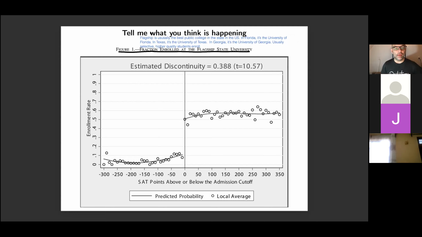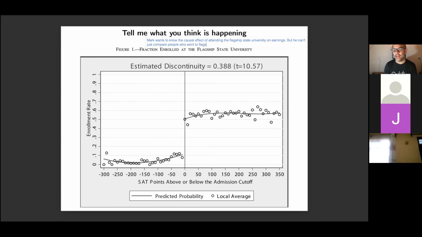So this is a paper by Mark Hoekstra in the Review of Economics and Statistics. What Mark is interested in is the causal effect of attending the flagship state university on earnings. That's what he wants to know. But he can't just compare people who went to flagship schools to those who didn't because of the selection bias.